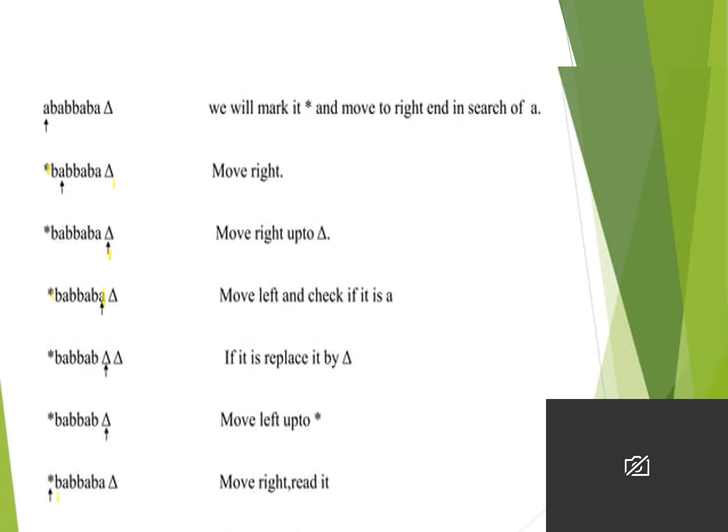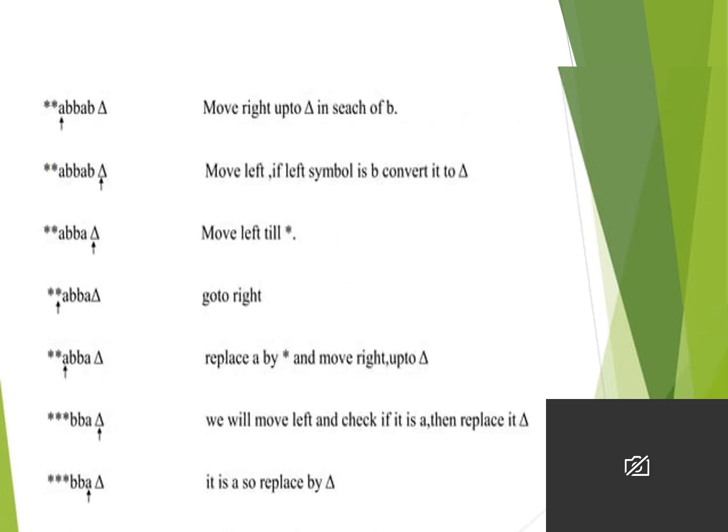Then it moves on to the B. The next one is the B letter. This B letter should be converted to the star symbol. After converting it to the star symbol, move the tape head till the end, until it reaches a blank symbol. At that time, it reached the blank symbol, and you should move towards the left side. At that time, this B should be converted into the blank symbol.